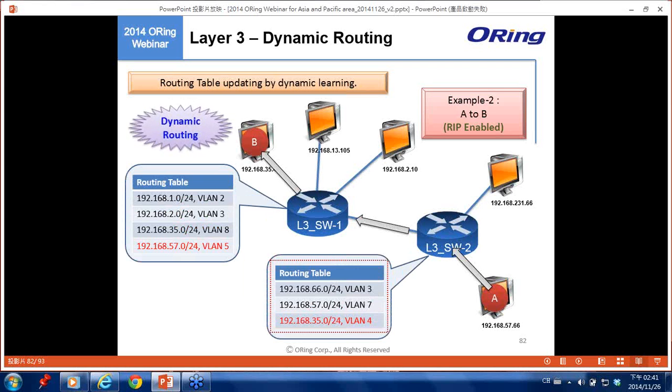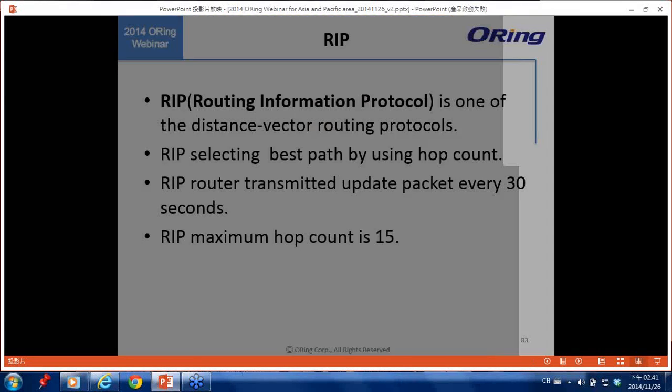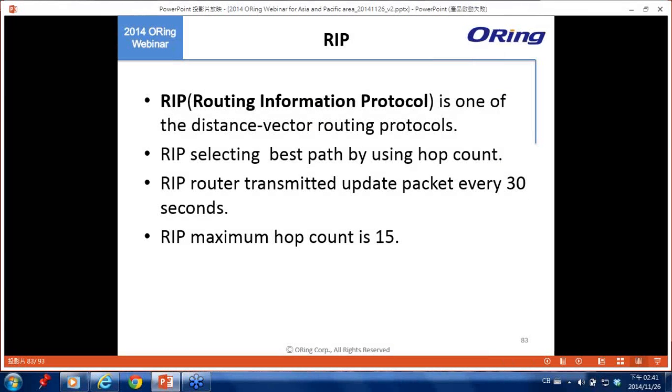So host A can transmit packets to host B by routing. Then what is RIP? RIP, Routing Information Protocol, is one of the distance vector routing protocols. RIP selects the best path by using hop count and transmits an update packet every 30 seconds. RIP's maximum hop count is 15.